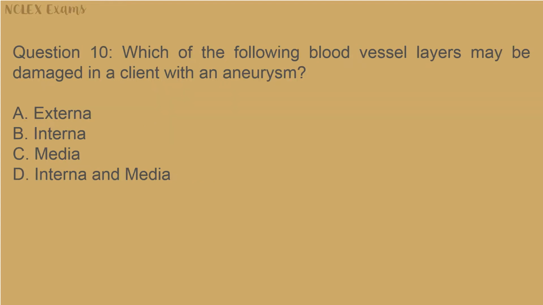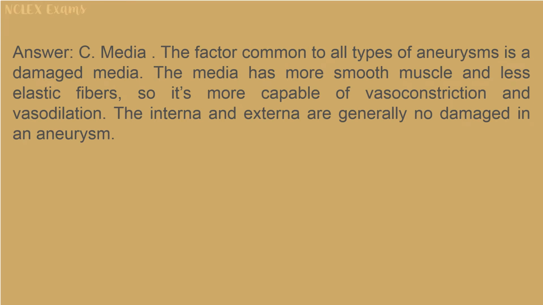Question 10. Which of the following blood vessel layers may be damaged in a client with an aneurysm? A. Externa. B. Interna. C. Media. D. Interna and media. Answer: C. Media. The factor common to all types of aneurysms is a damaged media. The media has more smooth muscle and less elastic fibers, so it's more capable of vasoconstriction and vasodilation. The interna and externa are generally not damaged in an aneurysm.